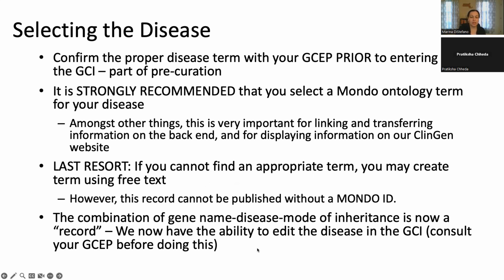So the combination of a gene, disease, and mode of inheritance is now a record. We have the ability to edit the disease in the GCI. And this is, if they're renaming a term, like I just said, and you put in a free text, or we need to change the term for some reason. However, you cannot edit the gene or the mode of inheritance. So please make sure that you choose those carefully. You can only edit the disease.